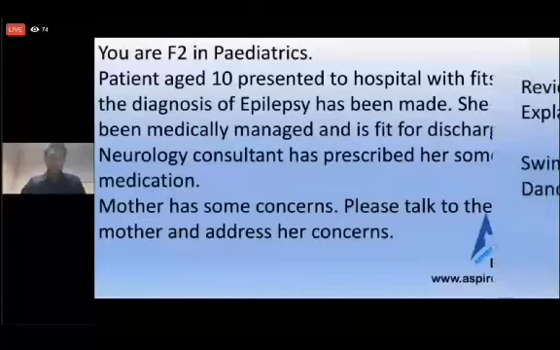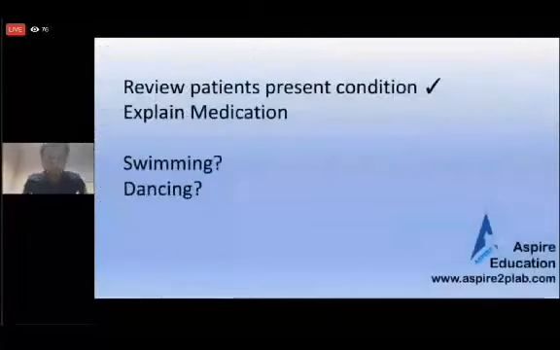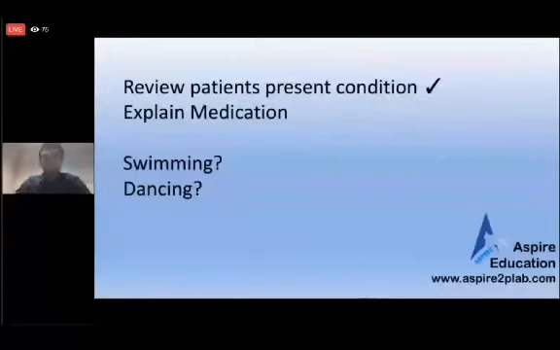Alright, so let's go to the session. So review patient present condition, explain the medication. The mother's concern, swimming and dancing, we'll come back to that in a bit. This is routine for all the sessions. But for epilepsy, what are the precautions you want to talk about? One is trigger factors. You always have to talk about the trigger factors. As I told you, your job in the UK is not only to tackle in the hospital and send them out. The job is also to support them in the community after they get discharged.